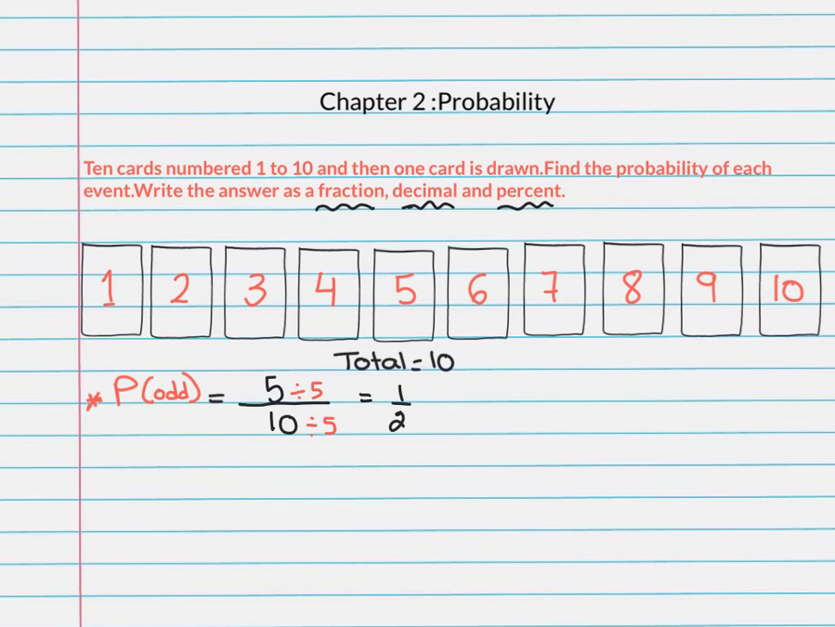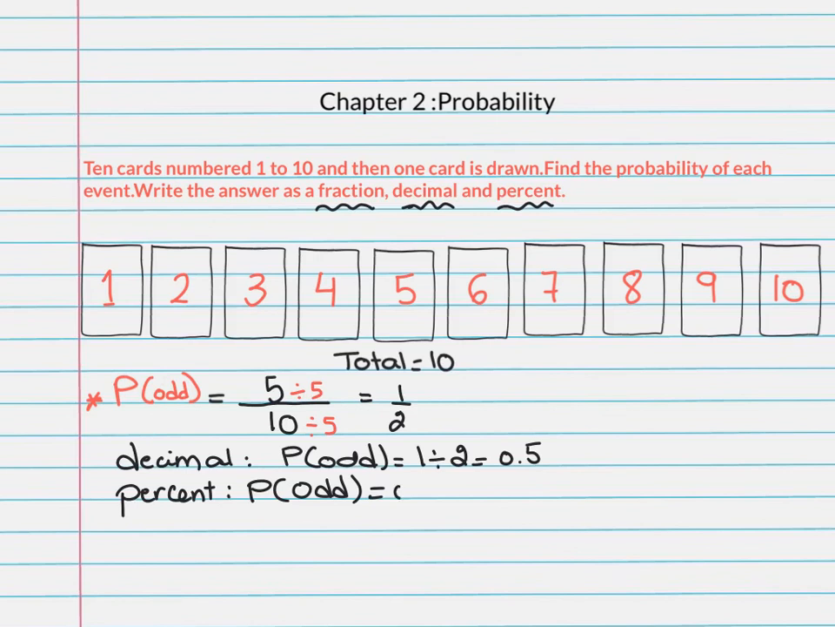Now let's write it as a decimal. If I need to write it as a decimal, we have to divide the numerator by the denominator. So it's going to be 1 divided by 2. If you use your calculators, the answer will be 0.5. As a percent, you multiply the 0.5 by 100, and using your calculators, we have 50%.